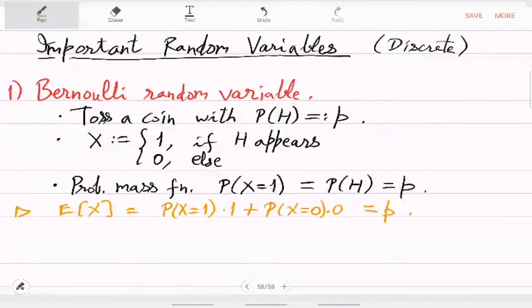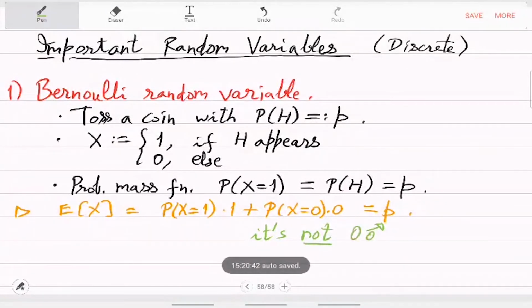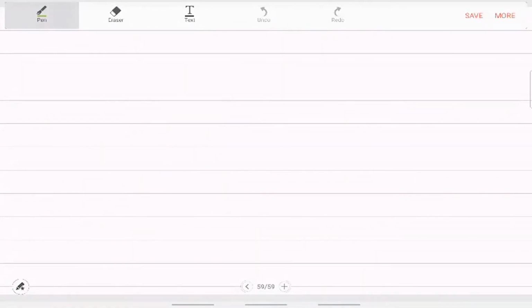In particular, you can notice that it is not 0 or 1. Right. So this is a simple example where the expectation may not actually be a feasible value. In this experiment, the values are only 0 or 1, but expectation is somewhere in the middle, right. It is p, which can be half, or it can be 1/3, or it can be 1 by 100 or whatever, right. It can be a biased coin. So that is the first major example.